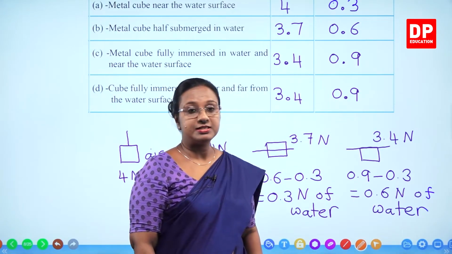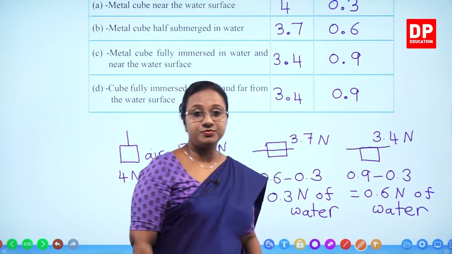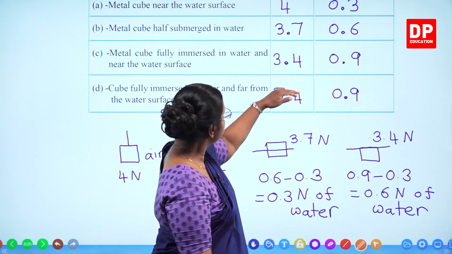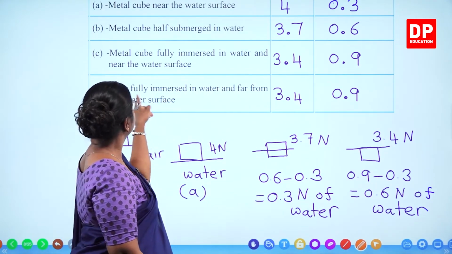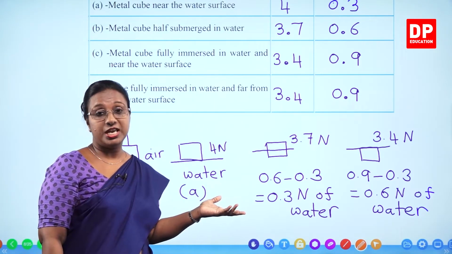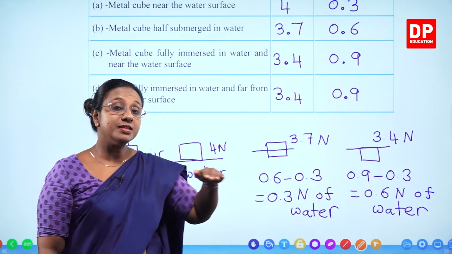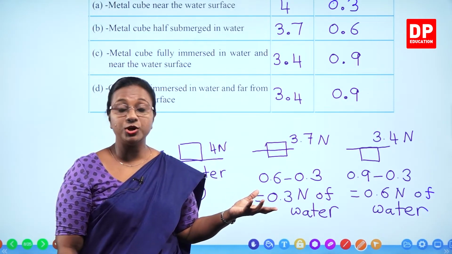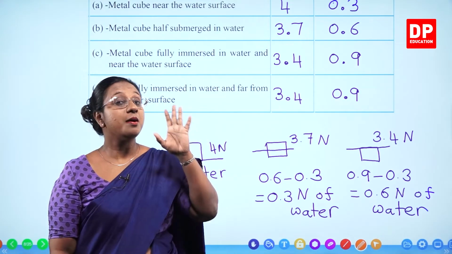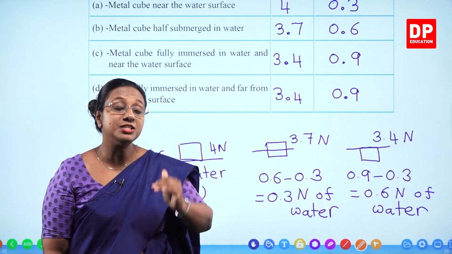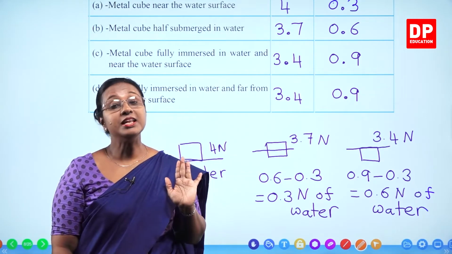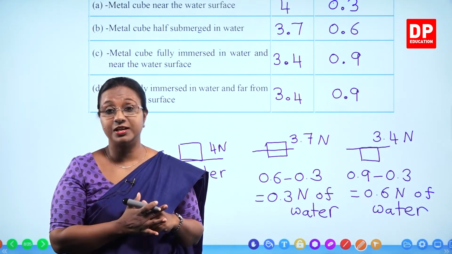So there again you can see 3.4, 0.6. When you add them together, you get the value 4 Newton. When you push the object further down, cube fully immersed in water and far from the water surface, there is no change. So only when it is half submerged, there is a certain amount of water displaced. Completely submerged, there is a certain amount of water displaced, but it doesn't depend on the position of the object underwater unless it goes and sinks in water. There, of course, there's a different instance.